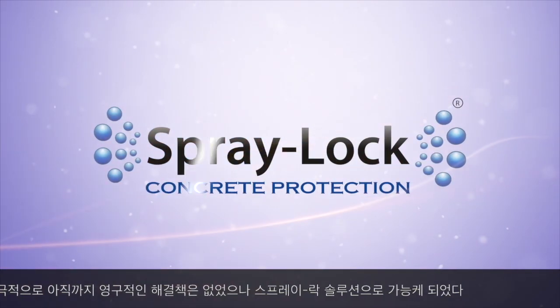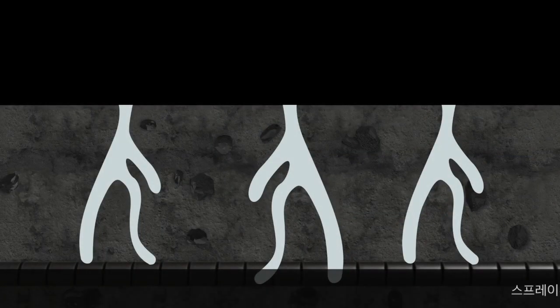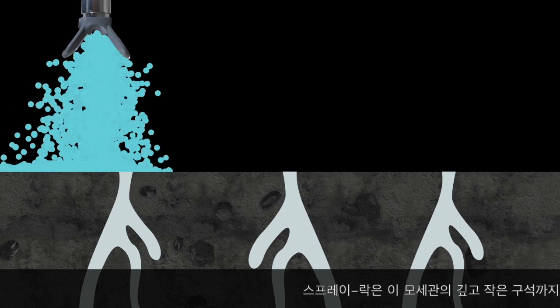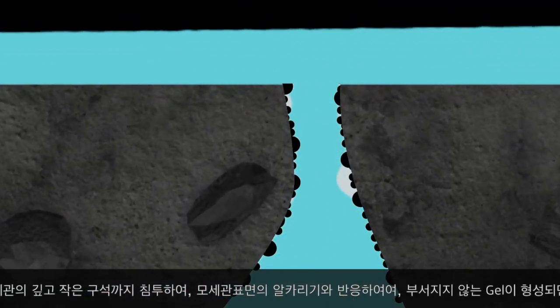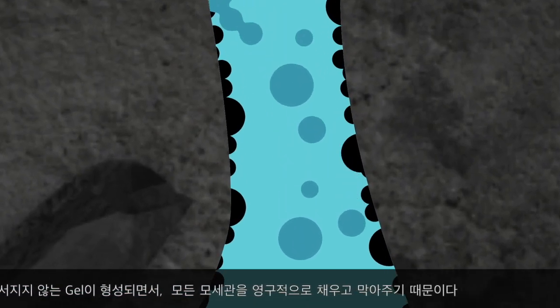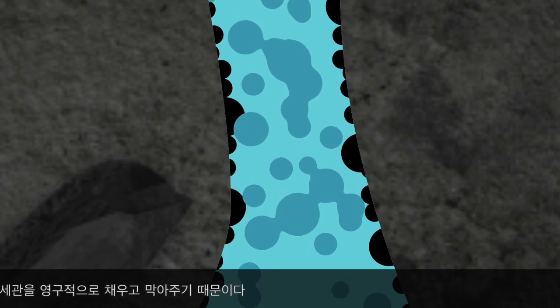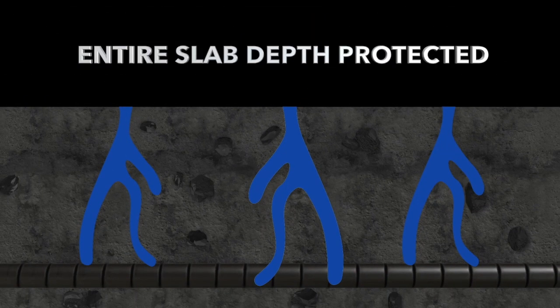There is a solution, and it's called Spray-Lock concrete protection. Spray-Lock penetrates deep into the entire length of each and every tiny concrete capillary, reacting with the free alkali that lines the capillaries, filling them and sealing them with an indestructible gel that lasts forever. It shields the concrete from all forms of outside attack from deep within for a lifetime.